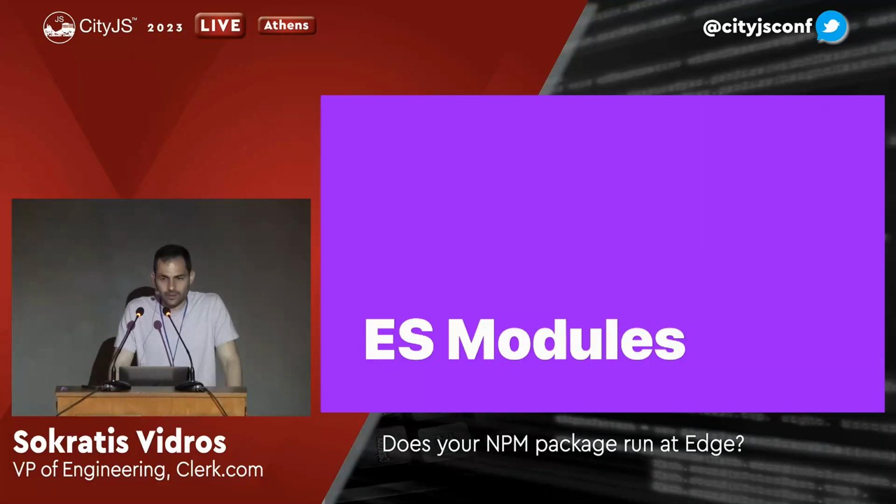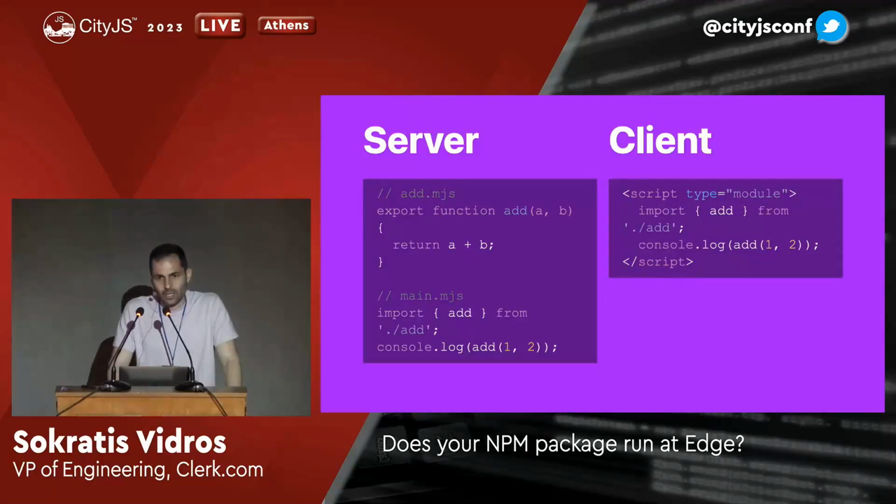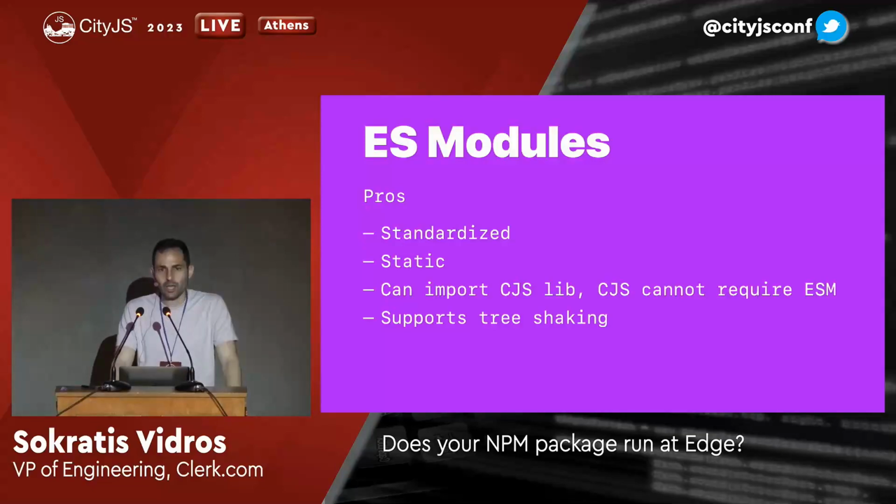In 2015, we had the first, not universal, sorry, it's a bad word. We had the first suggestion for ESM modules. That was basically a JavaScript module system that works both on the server and the client. So as you can see, this is the export-import syntax that we all use today. It can work both on the server and in the client. And why did we need this?